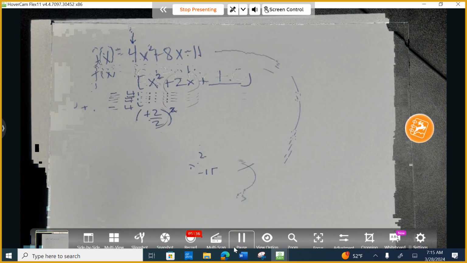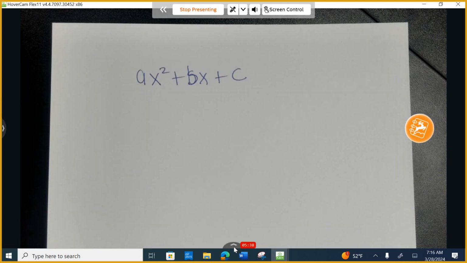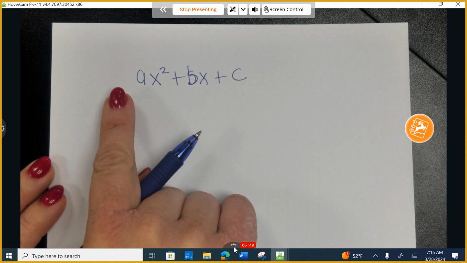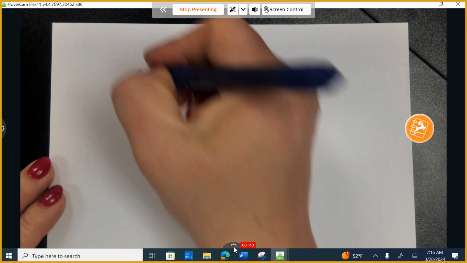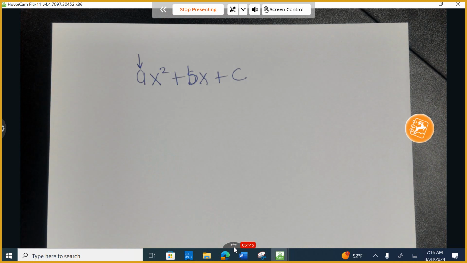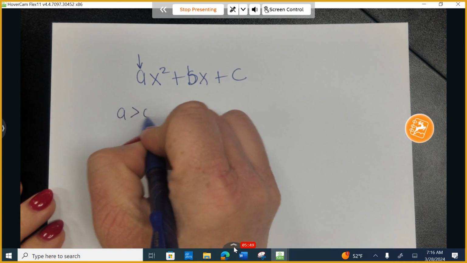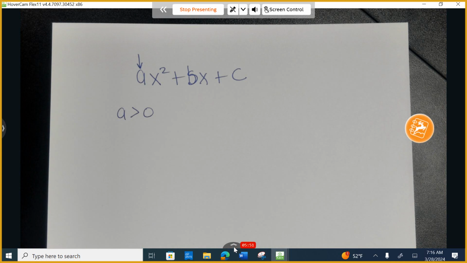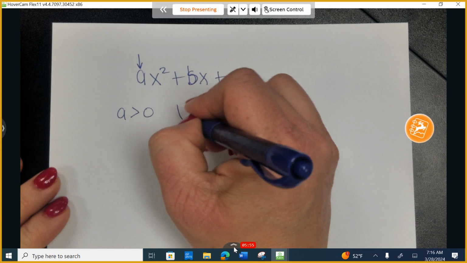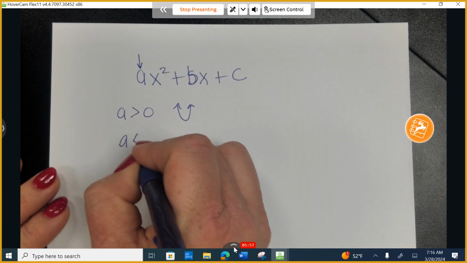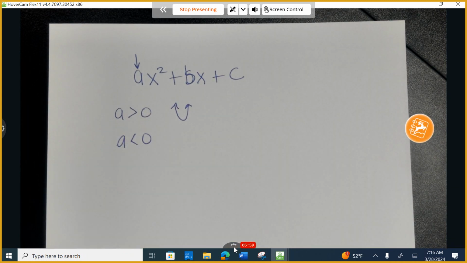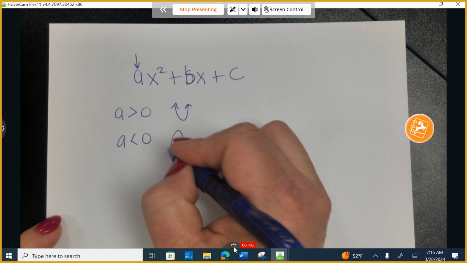When we look at the standard form of a quadratic equation, ax squared plus bx plus c, this is your leading coefficient. If a is greater than 0, so it's a positive value, what do we know about the shape of the parabola? Yes, it opens up. If a is less than 0, so it's a negative value, it opens down.